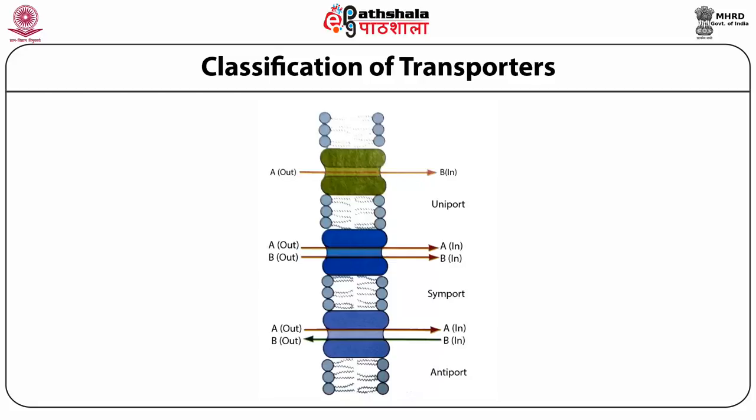A uniport catalyzes the transport of only one species at any time. A well-known example of this is the glucose transporter in red blood cells. A symport transports two species at the same time. Even the direction of the transport is the same for both species. Some authors prefer a general term of co-transport systems to include both symports and antiports. Antiports are transporters that involve simultaneous movement of two different species but in opposite directions. For this, a well-known example is the chloride bicarbonate exchanger.